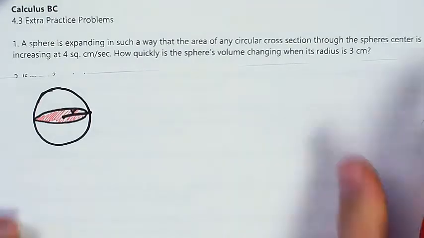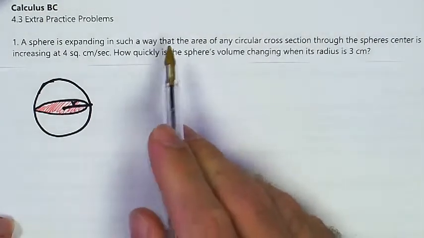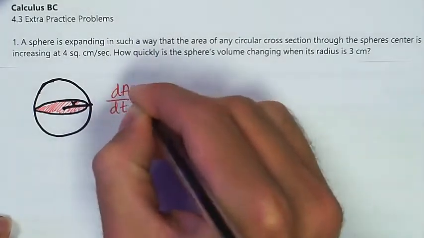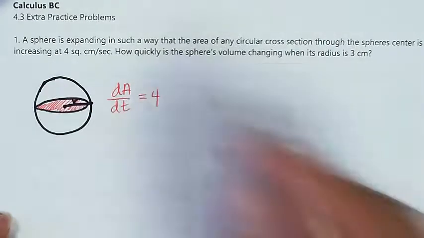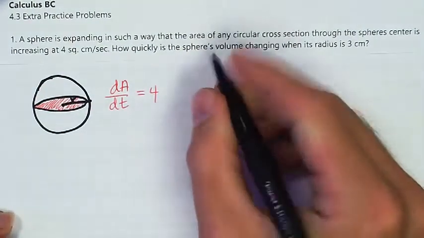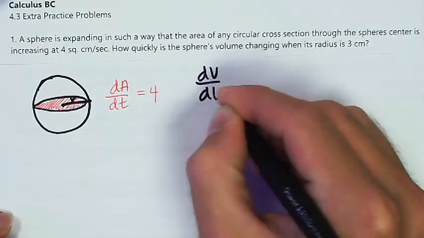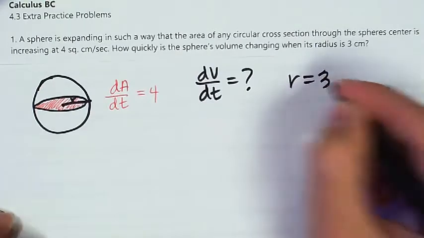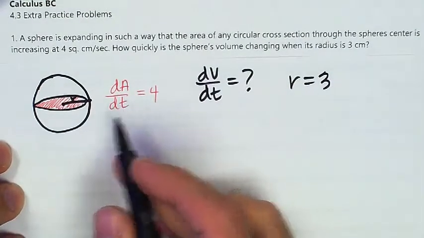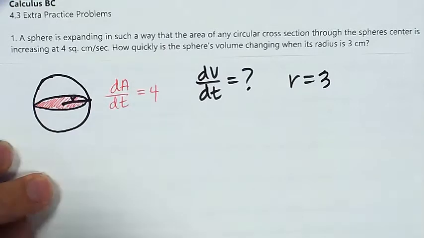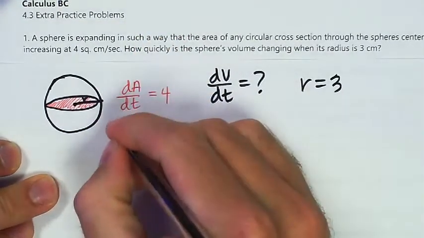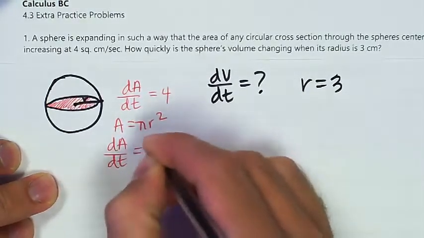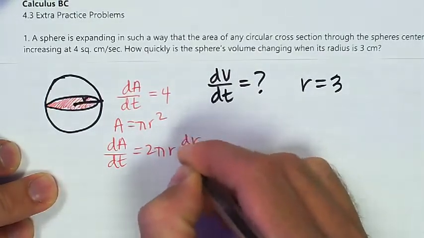So what they're telling me is that the derivative of area with respect to time is positive 4 because the area is increasing. Okay, and we want to know what is the rate of change of the volume of the sphere when the radius is 3. All right, so we know a formula for the area of that circle. That's going to be area equals pi r squared. So dA/dt is 2 times pi times r times dr/dt.